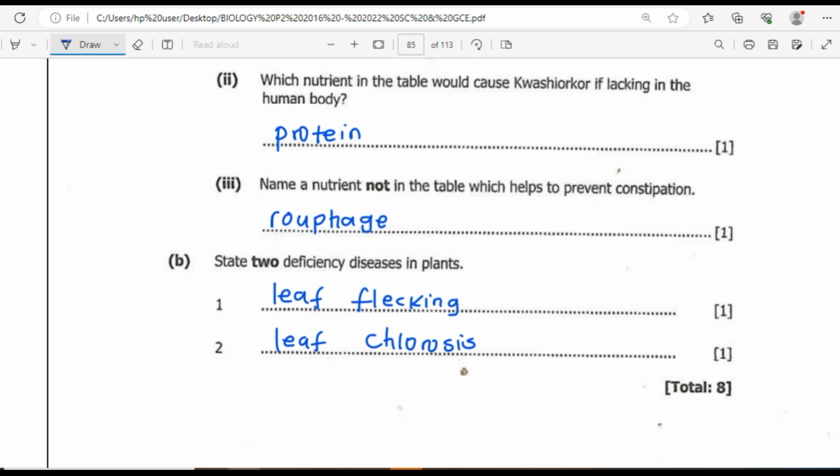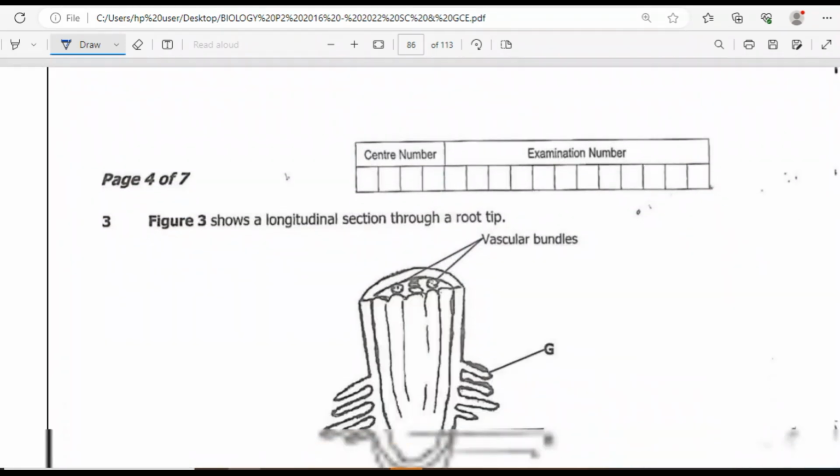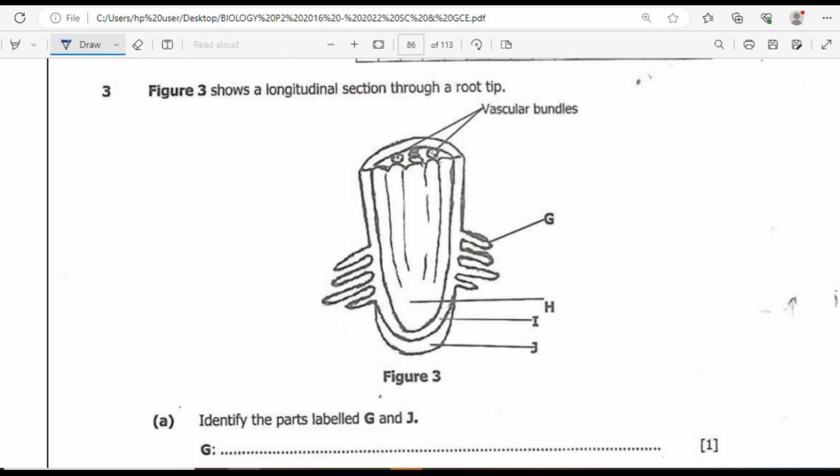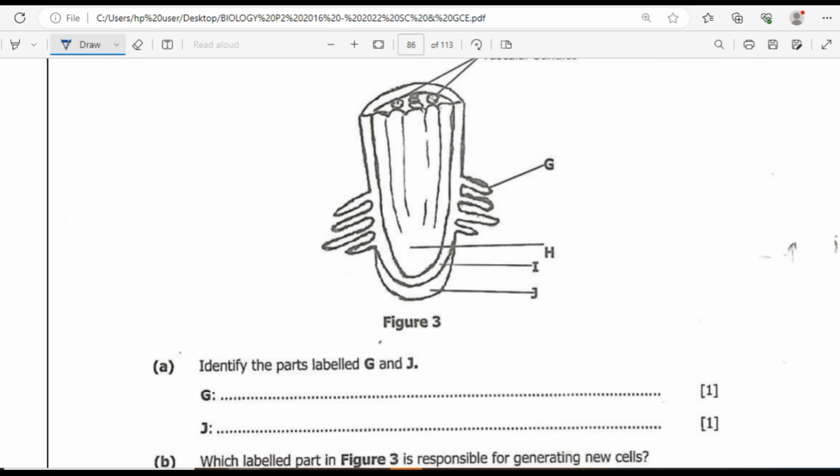Okay, so now let's move on to question 3. Figure 3 shows a longitudinal section through a root cap. Here we are looking at cell division, cell elongation, and cell specialization. Whenever you're dealing with this, it is primary growth, because we are looking at the increase in terms of the height. Now identify the parts labeled G.